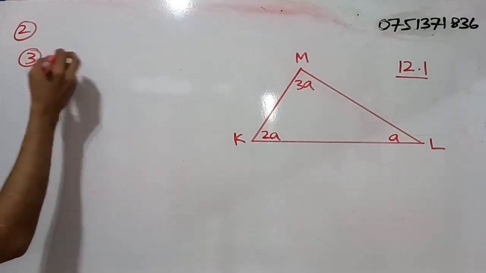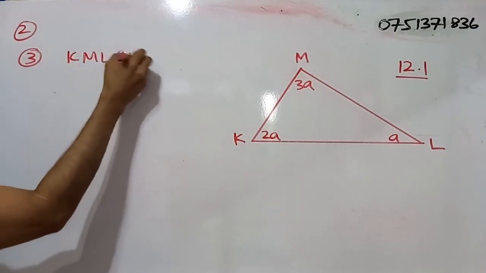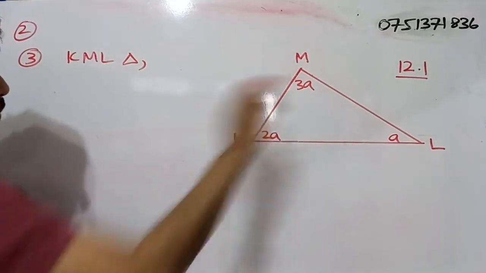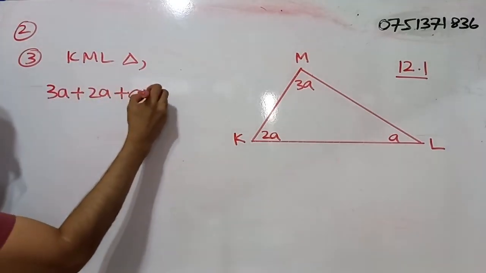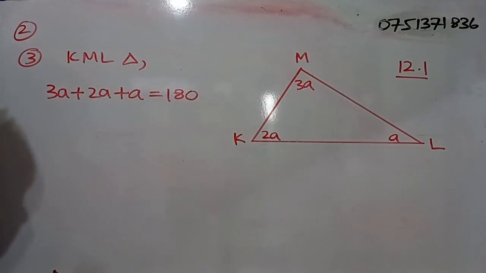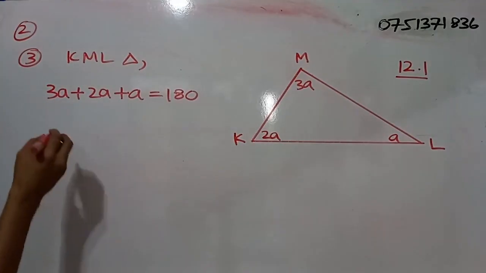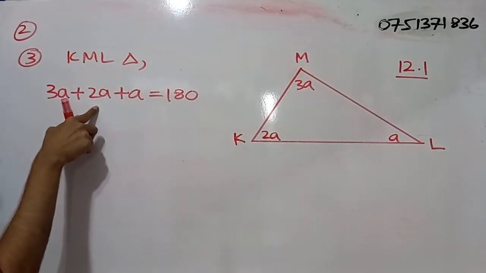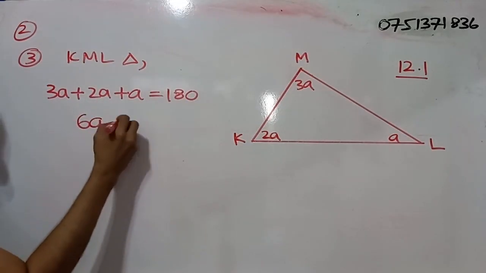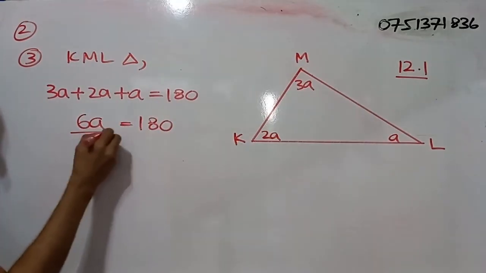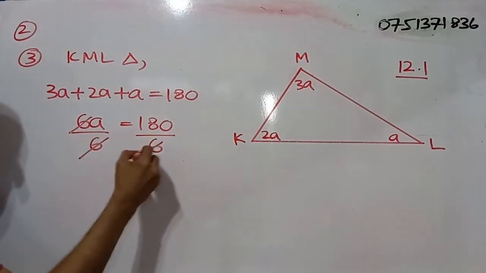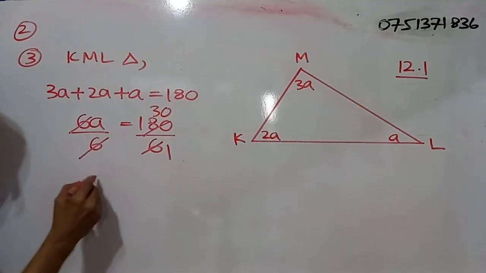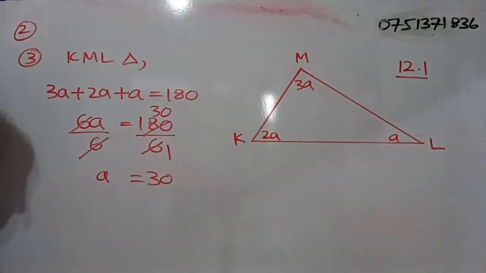Right. So for KML triangle, we will just take the values. So 3A, 2A, A. That is equal to 180 degrees. What is the reason? Sum of internal angles of a triangle. So all of these are like terms. So 3A plus 2A, that is 5A. Add A, so that becomes 6A. 6A is equal to 180. So we will divide this side by 6. Do the same thing to the other side. Okay, so 6 times 30. So A, that is equal to 30 degrees.